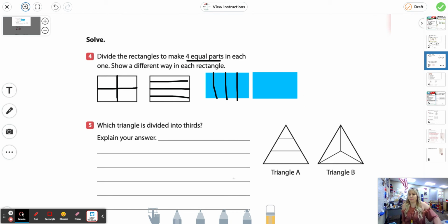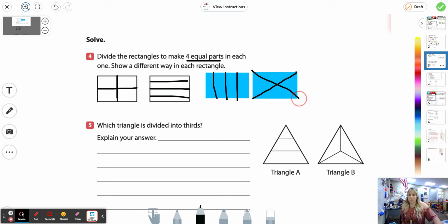Let me try again. Here we go. Corner to corner. Ooh, that's much better. Corner to corner. A little bit better. So if this was a perfect line that I'm not capable of creating today, then these would also be 4 equal parts. The only reason it doesn't look quite equal is because my lines aren't perfect.